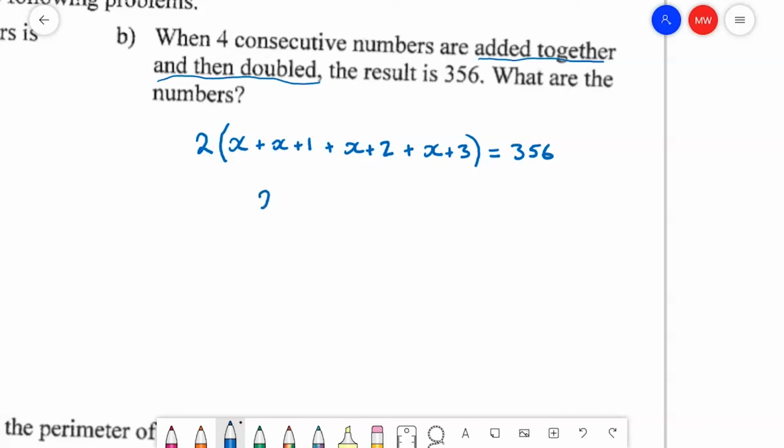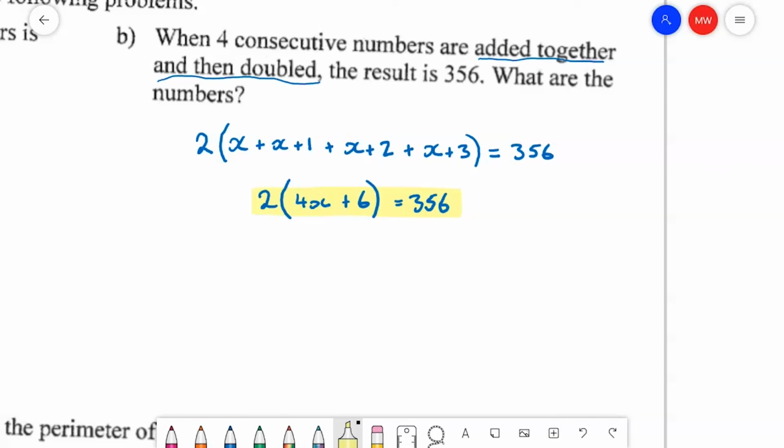We've still got our 2. Let's just leave that float out the front. I've got 4 x's this time, and I've got 1 plus 2 plus 3 makes 6, and that equals 356. Now, I could expand this, but really I might just leave this equation as it is because it doesn't tell me that I have to have it in its simplest form.